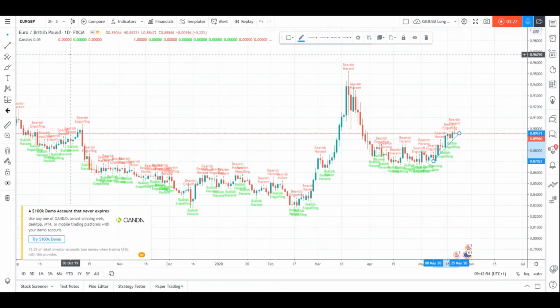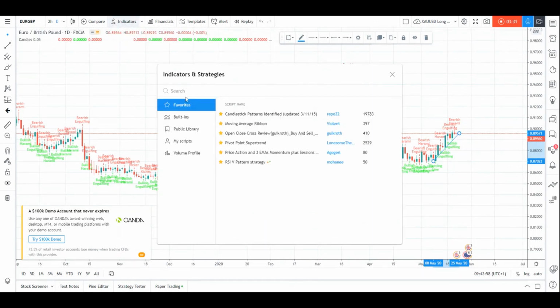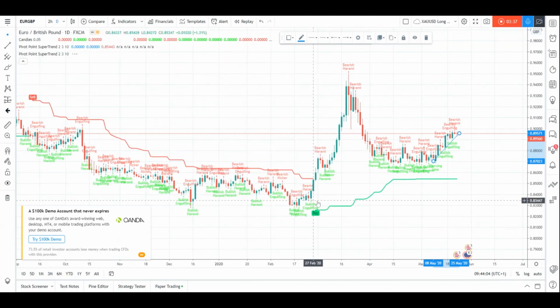But yeah, that's it. Obviously scripts are very useful. They just help you a lot. So I've got another one here, see the trend. There you go, it gives you an indication on when to get in, when to get out. But yeah, there you go.